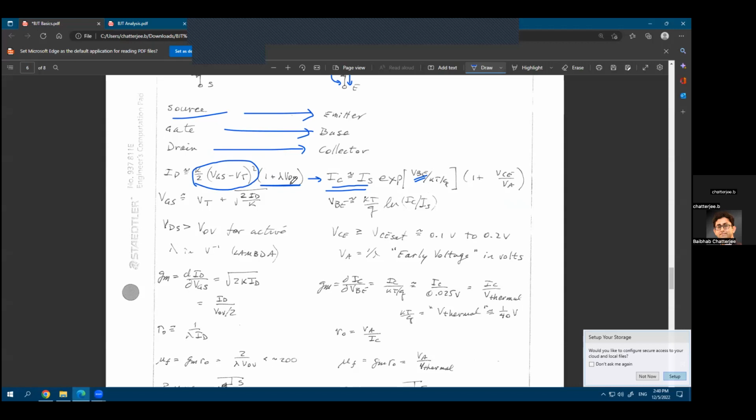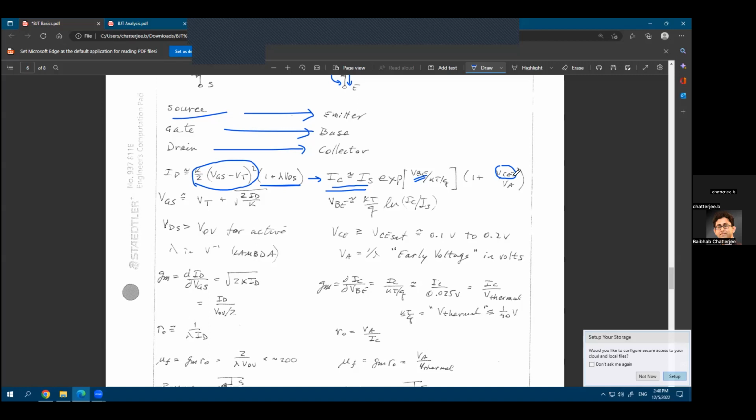You can also have the effect of, instead of VDS, an effect of VCE. That's the channel length modulation for BJTs, and channel length modulation for BJTs is called the Early effect. So it's the same thing. The name is different because different people worked with BJTs and MOSFETs 60 years ago. The same people who were working with MOSFETs did not work with BJTs, so the names were different.